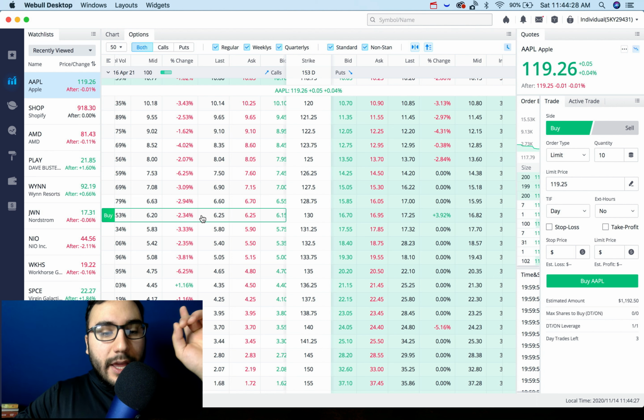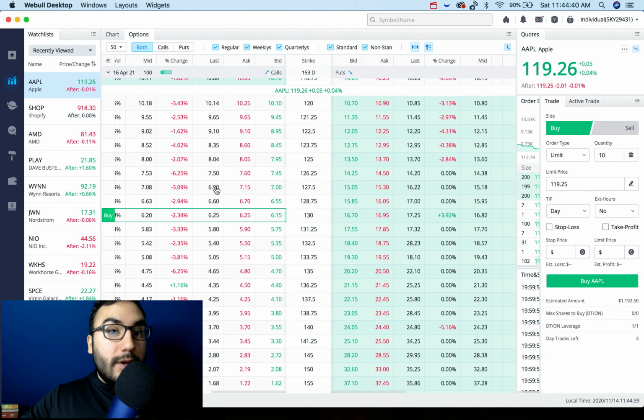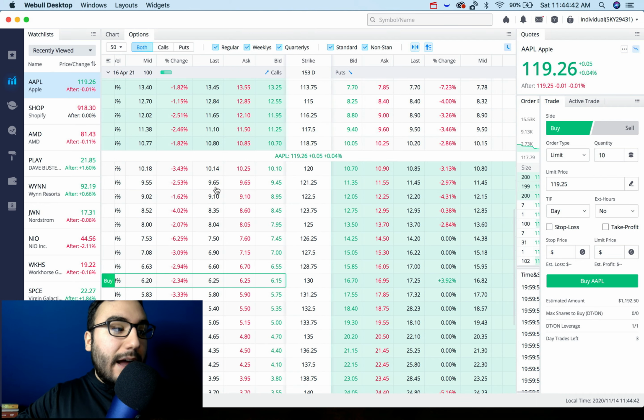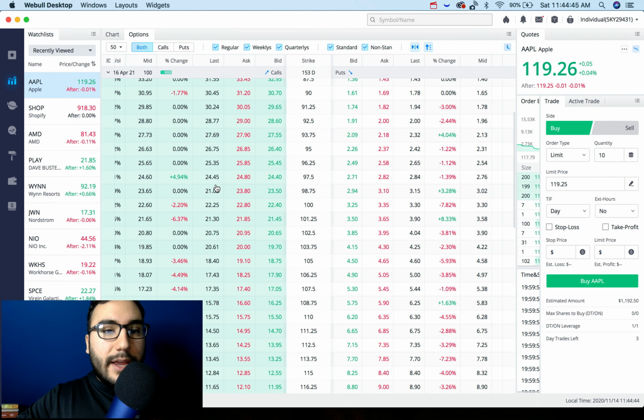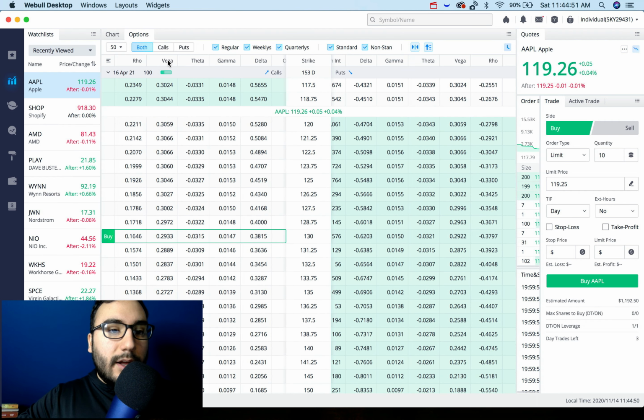And let's get right into it, starting off here with Apple, ticker symbol AAPL, and this is what the options chain looks like here on the Webull desktop app. So the five Greeks, first and foremost, are delta, gamma, theta, vega, and rho. And you guys can see them right here at the top. In general, what you have to know about these Greeks is they tell you how changes in certain factors will affect the option's price, right?